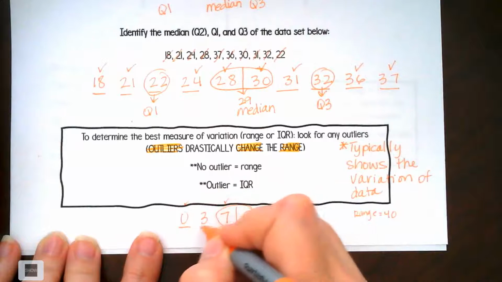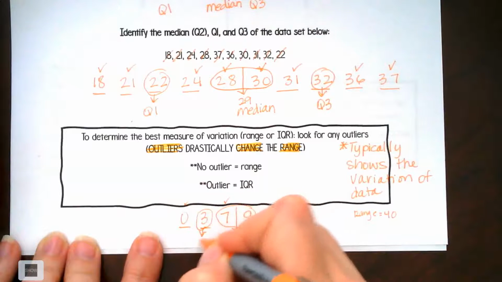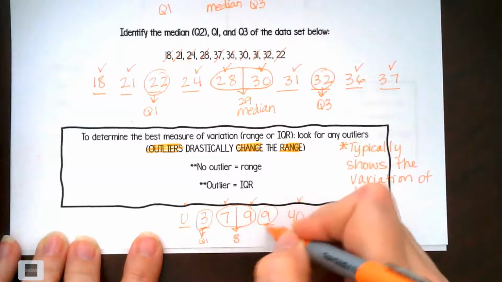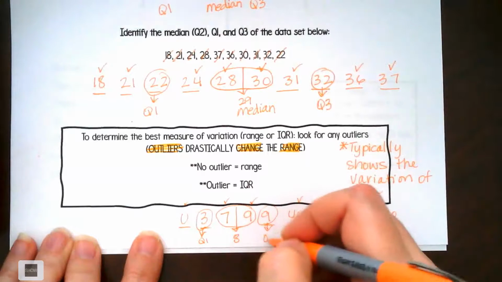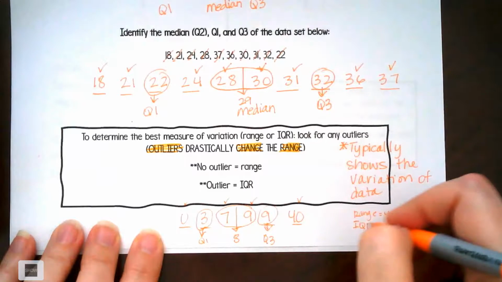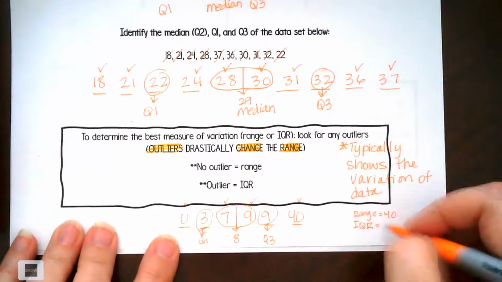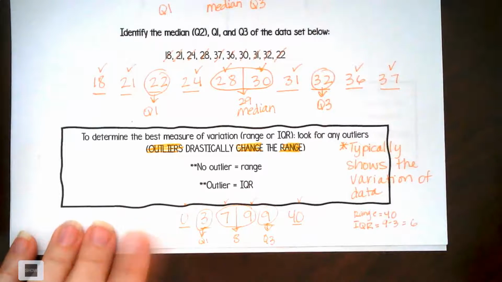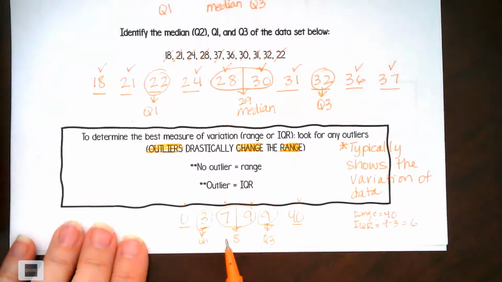Q1 is 3, and Q3 is 9. So the interquartile range would be 9 minus 3, which is 6. All right, so these are the actual answers for this set of data.